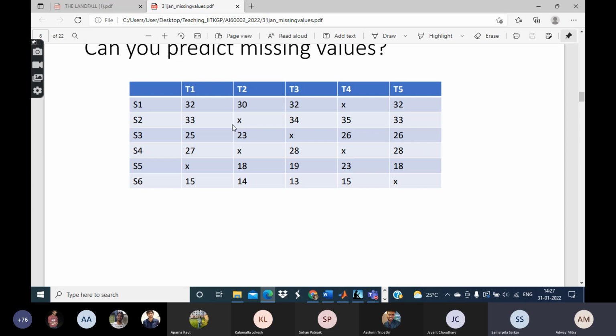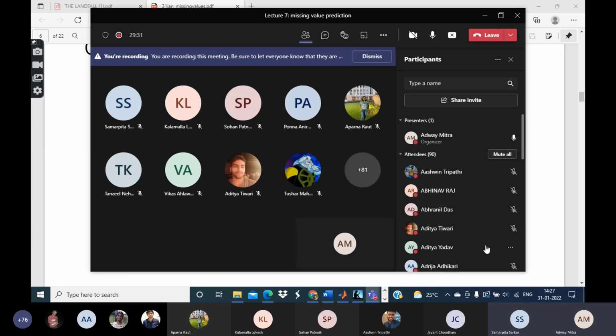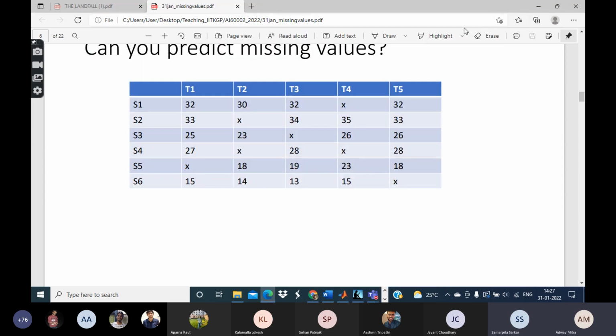Quick, please respond. Anyone wants to volunteer? If you are asked to predict these missing values, what would you do? Anyone wants to answer? Samarpita? If you have to predict these missing values, what would you do?